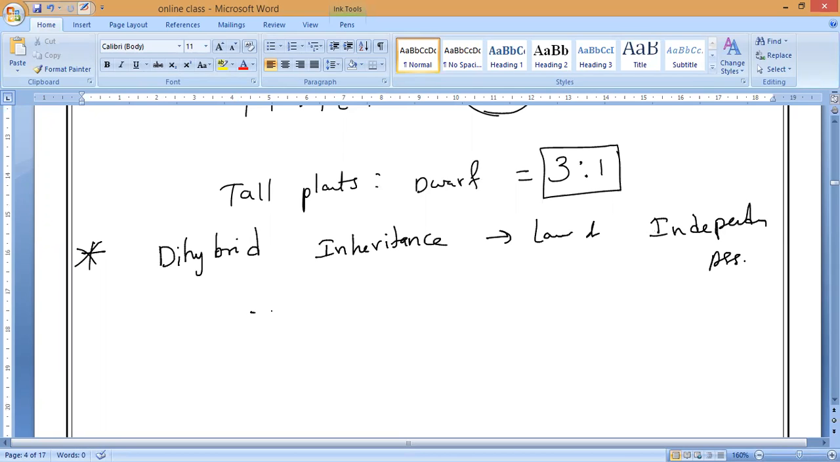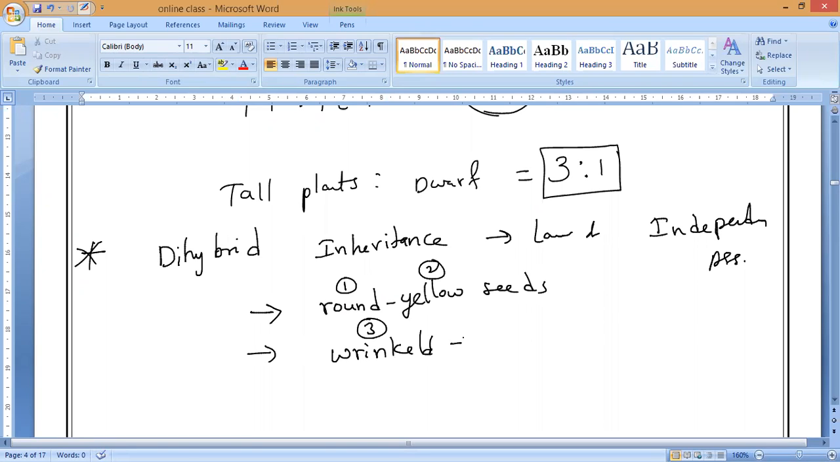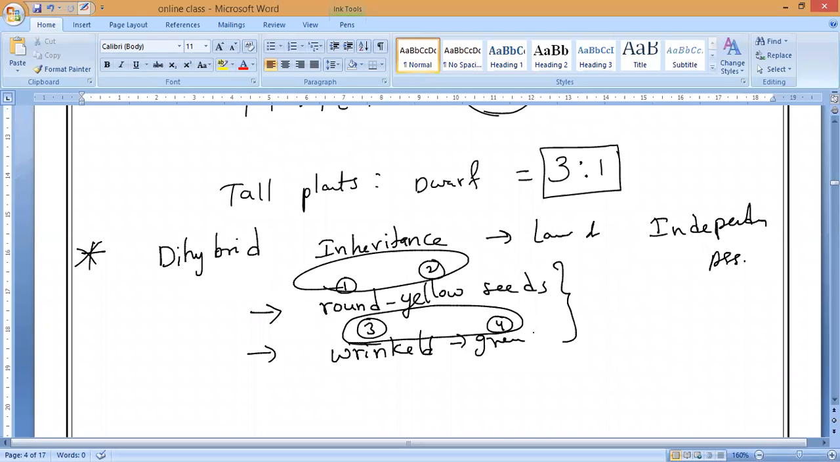In this he has taken 2 pairs of characteristics. One is round yellow seeds, which is one pair of contrasting characteristics, meaning round is one and yellow is another. Next is wrinkled, which is one gene, and green seeds is another gene. So this is one pair of contrasting characters and this is another pair. Totally, 2 pairs of contrasting characters he has taken.